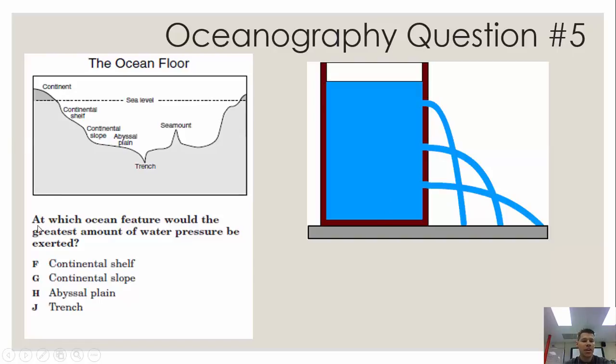So this is an easy question. At which ocean feature would the greatest amount of water pressure be exerted? And that's going to be the deepest spot, this trench right here, like Marianas Trench. So J, trench, is the right answer.